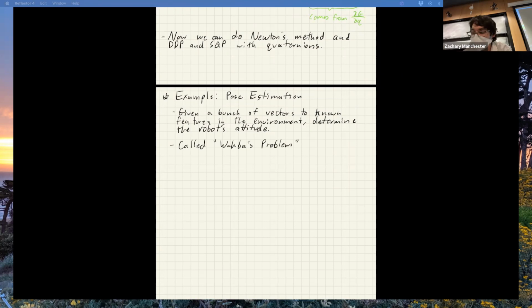Okay, so here's what we're going to do. We're going to take the min over q. So it's basically least squares. We have min over q of some loss function, J of q, that looks like this.